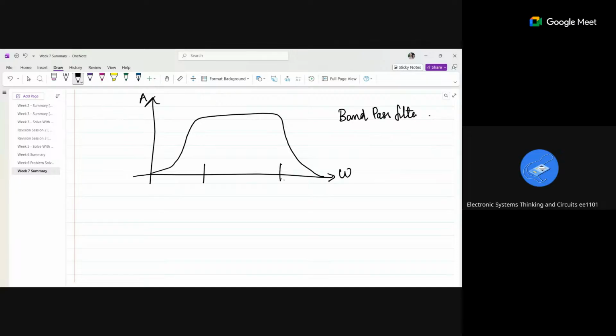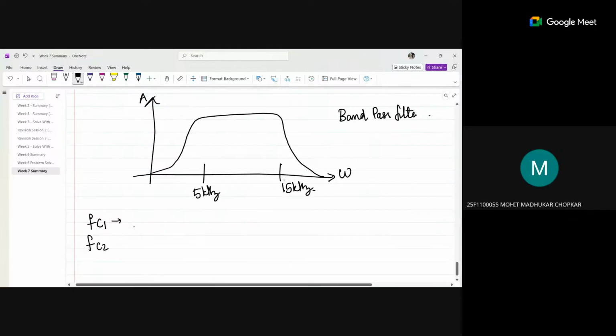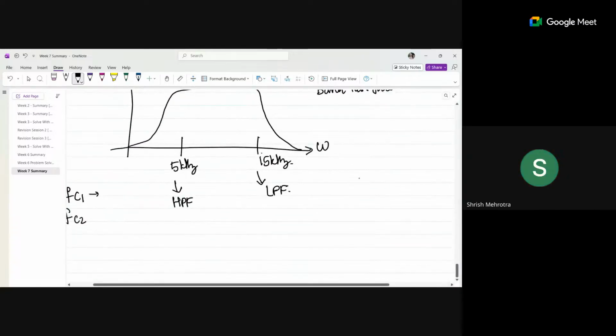Now you have to tell me what is the cutoff frequency of the high pass filter, and if I say this is 5 kHz and this is 15 kHz, tell me which is the cutoff frequency of the high pass filter. 5 kilohertz. Yes. This is cutoff for high pass filter. And this is low pass cutoff, 15 kHz, because this will allow lower values and it will stop higher values. For high pass filter, 5 kilohertz. Yes, right? And then what if basically the cutoff frequency of both becomes same?